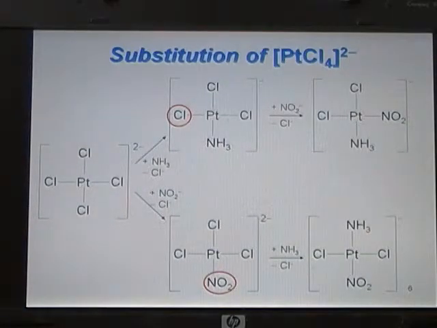Notice by just knowing the order in which to add the ligands, you can make two different compounds. You can make either the cis compound or the trans compound.